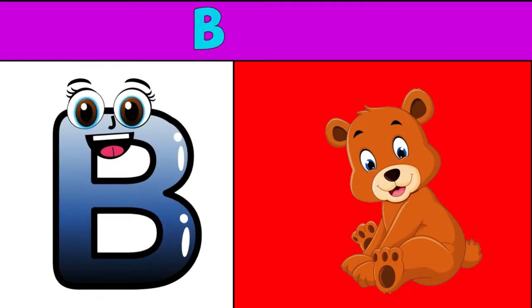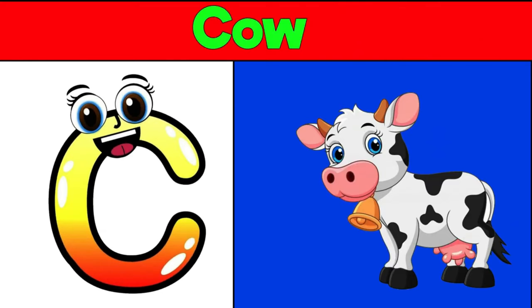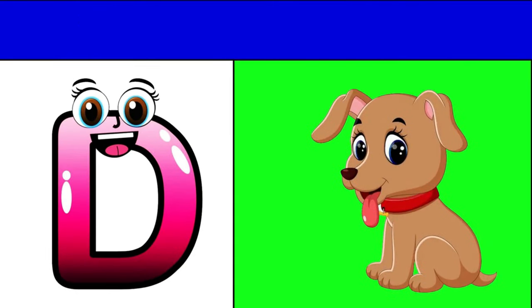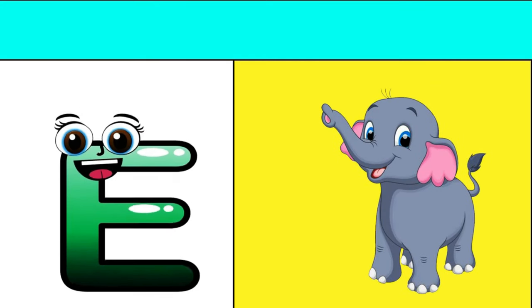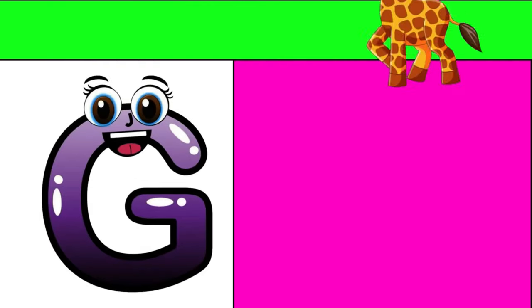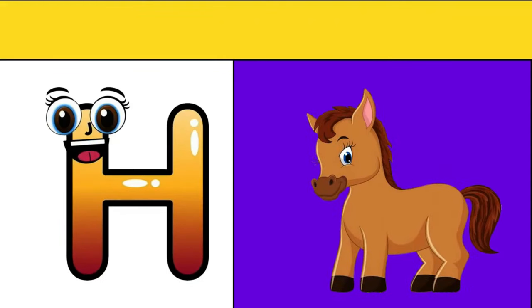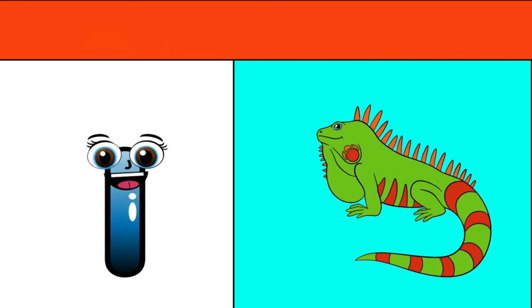A is for alligator. Alligator. B is for bear. Bear. C is for cow. Cow. D is for dog. Dog. E is for elephant. Elephant. F is for fox. Fox. G is for giraffe. Giraffe. H is for horse. Horse. I is for iguana. Iguana. J is for jaguar.